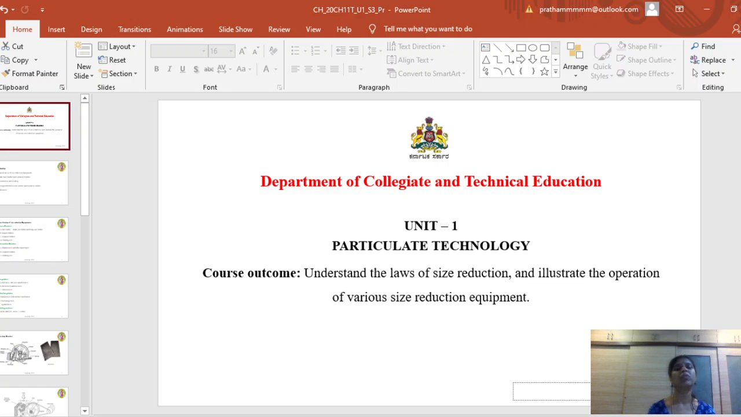So in continuation with size reduction in our particulate technology subject, today we will be learning about the classification of various size reduction equipment, and one by one the construction and working of those equipments. The classification is based on whether the equipment gives coarse size reduction, a medium intermediate product, or a very fine size reduced particle.